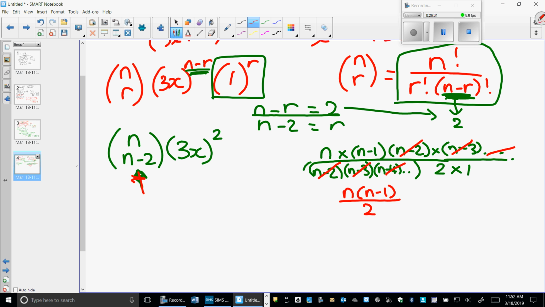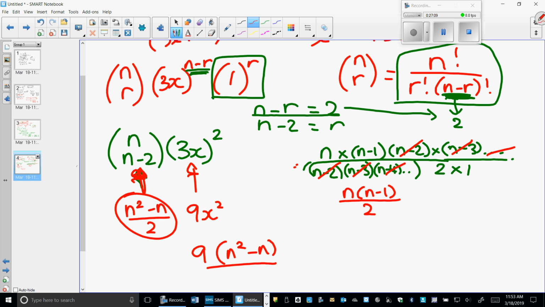So this bit here is n squared minus n over 2. I've expanded it. So this bit here, we just worked out, is that expression. And then we've got 3x all squared, so that's going to be 9x squared. So that's that bit. And so now we know that 9 lots of n squared minus n over 2 is equal to 135n.